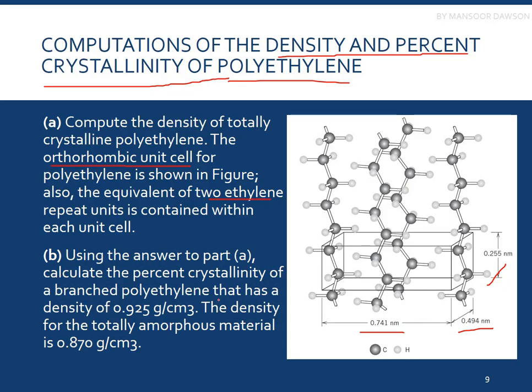So now let's get back to the part B. It says, using the answer to part A, calculate the percentage crystallinity of a branched polyethylene that has a density of 0.925 grams per cubic centimeter. The density for the total amorphous material is 0.874. You can see that the density of the amorphous part is lesser than that of the crystalline part.